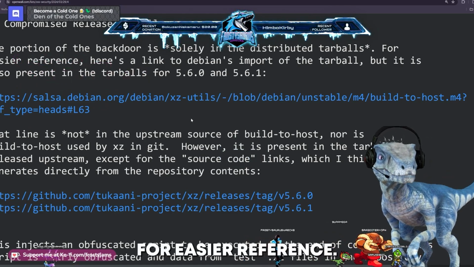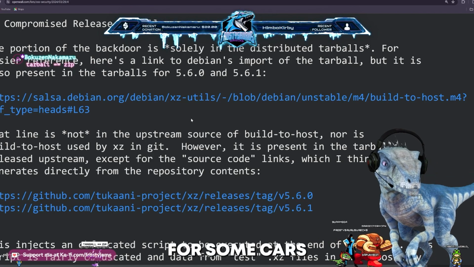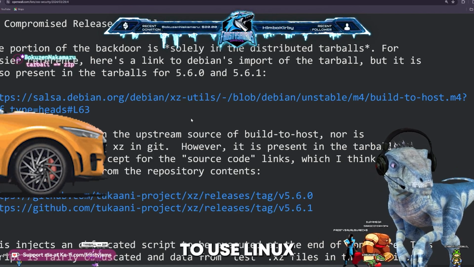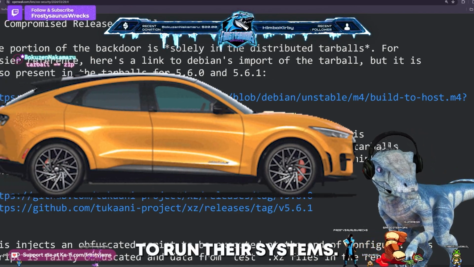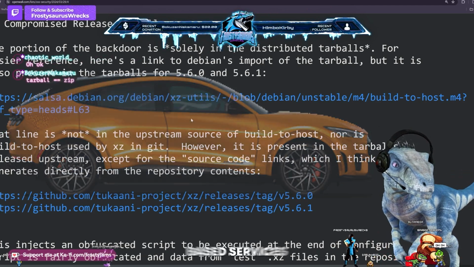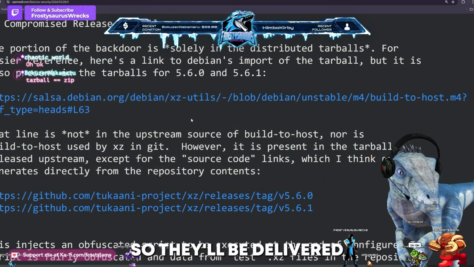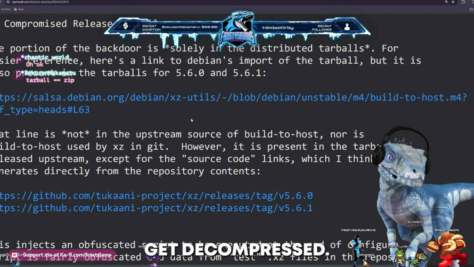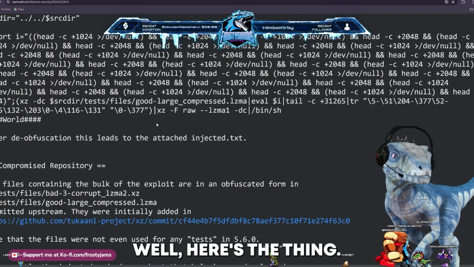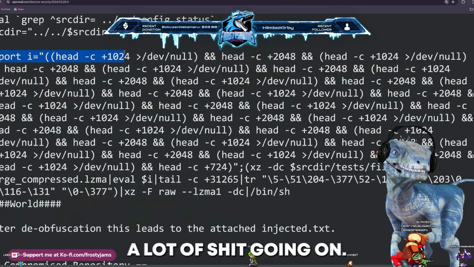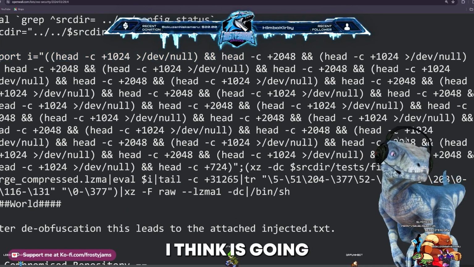For easier reference, for example, some cars like Ford are starting to use Linux-based systems to run their systems. They're going to deliver those Linux-based services compressed, so they'll be delivered as tarballs, and then they get decompressed. Okay, well, here's the thing. We're not going to go too much into this because there's a lot going on, but Spagooter, I think, is going to like this.